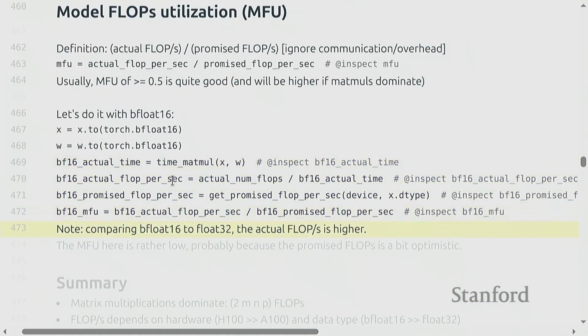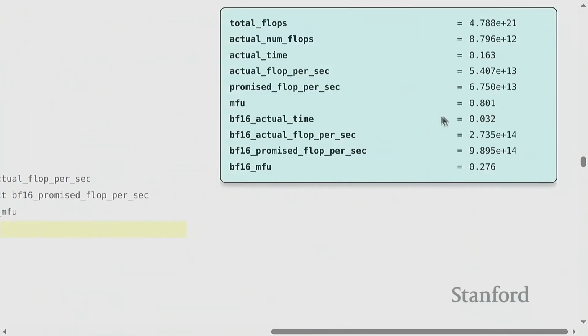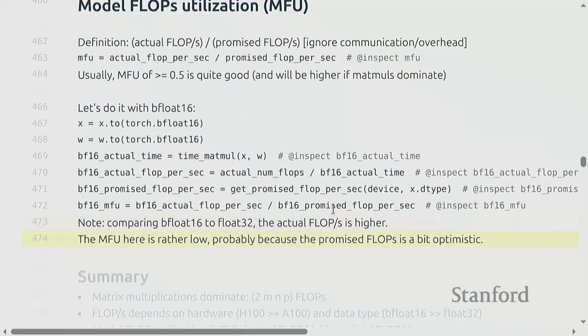And here we see that for BF16, the time is actually much better, right? So 0.03 instead of 0.16. So the actual flops per second is higher. Even accounting for sparsity, the promised flops is still quite high. So the MFU is actually lower for BF16. This is maybe surprisingly low, but sometimes the promised flops is a bit optimistic. So always benchmark your code and don't just assume that you're going to get certain levels of performance.